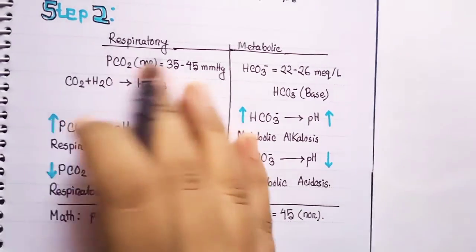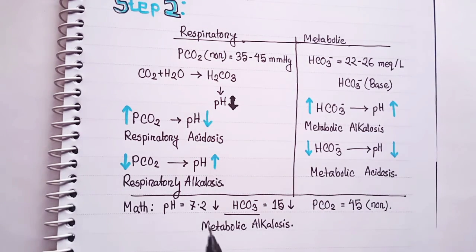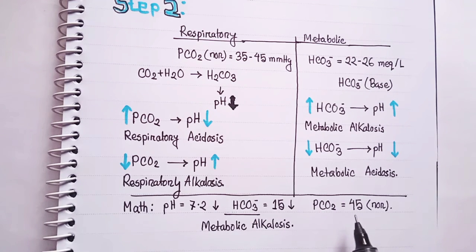Let's do a math. If our pH is 7.2, bicarbonate 15, and partial carbon dioxide 45. pH 7.2, which is lower than normal level, bicarbonate 15, it is also lower than normal level, and the partial carbon dioxide is 45, and it is within the normal limit.